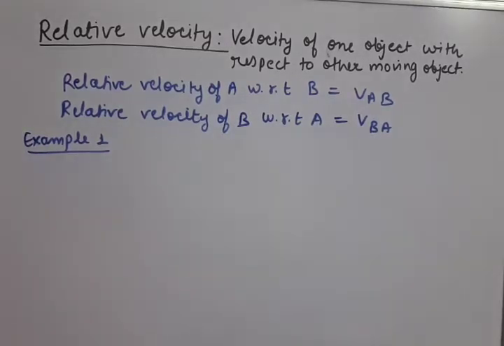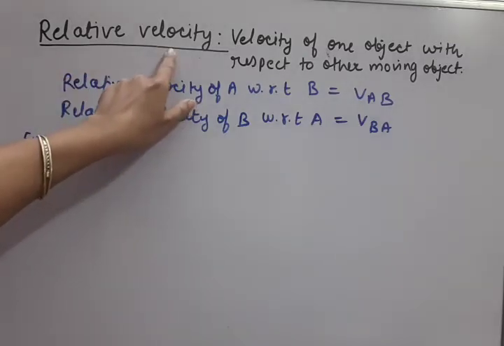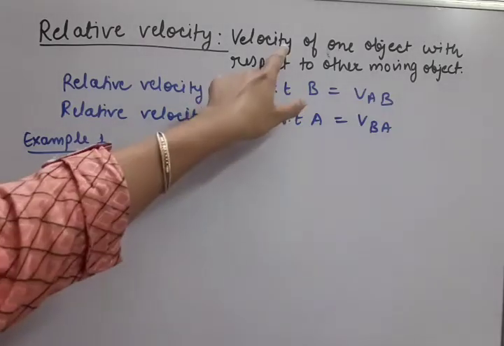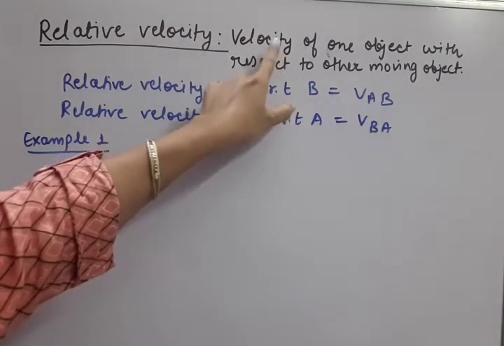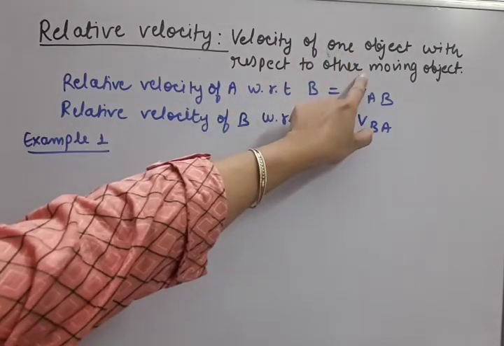Hello students, our today's topic is relative velocity. Here you can notice that one word, relative, has appeared. Now the meaning of relative velocity is that two objects are moving, both the objects are moving, and we have to study the velocity of one object with respect to the other object. So the definition of relative velocity is the velocity of one object with respect to another moving object.